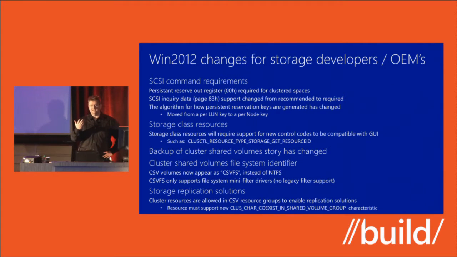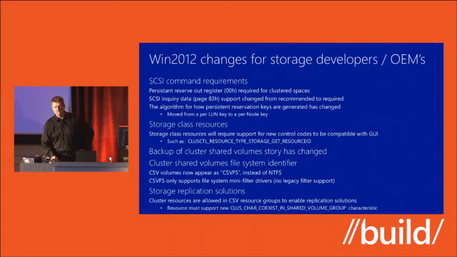So what are some of the things that have changed in 2012 which you should be aware of if you are a storage developer or an OEM? Persistent reservations, I already talked about that. SCSI inquiry data is now required. It used to be recommended, now it's required in 2012. And then we have that one new read command, but we only use that for Spaces. So if you don't care about Spaces, then you don't have to worry about it. There are some new control codes if you have your own custom resource DLL for replication. If you're a replication vendor with your own custom resource DLL, we have some new control codes you need to support.